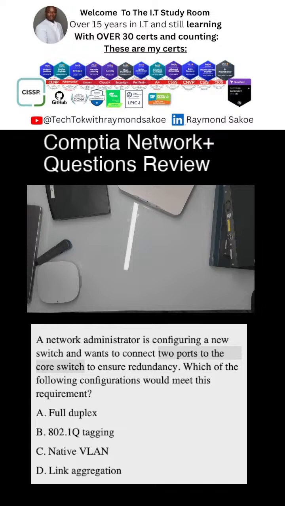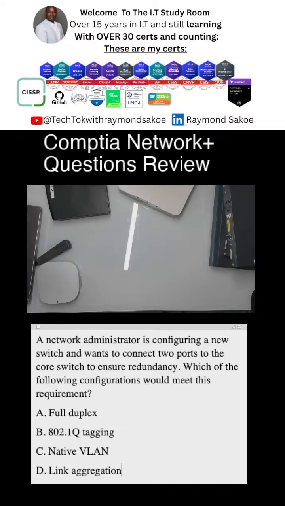Link aggregation protocol is basically a protocol that allows you to bundle two or more cables for redundancy and speed. So that is why the answer is D, link aggregation. You are aggregating two or more cables, or ports.